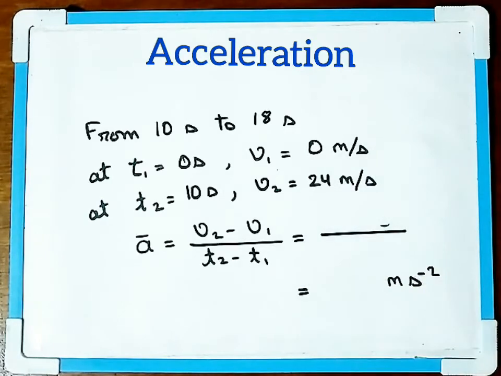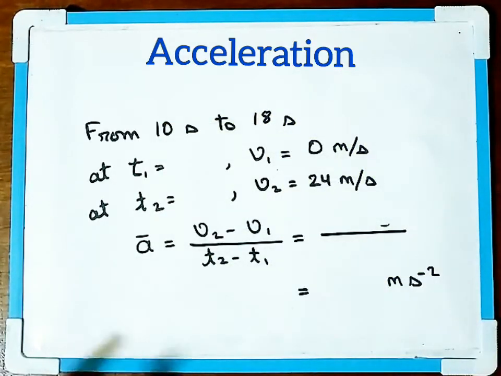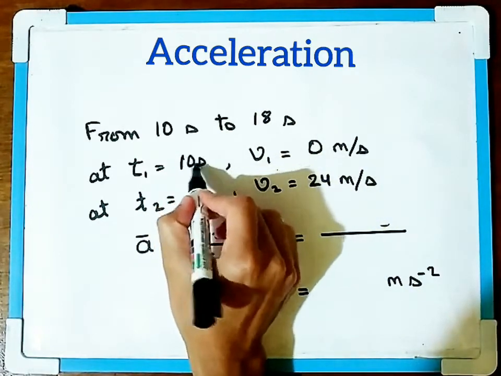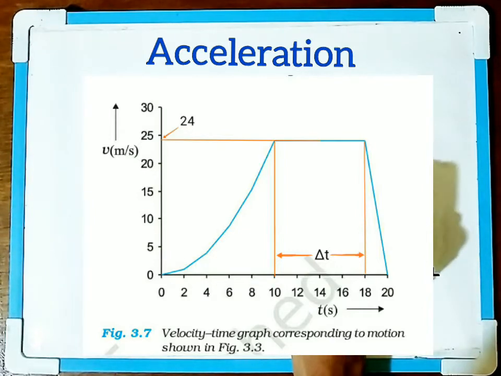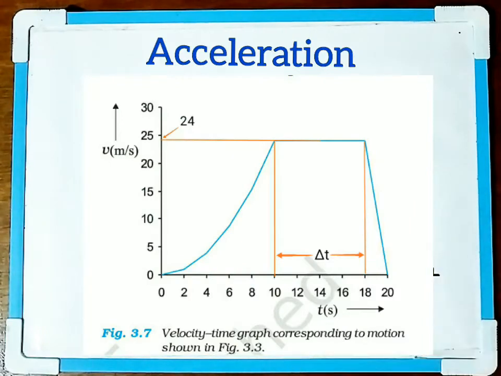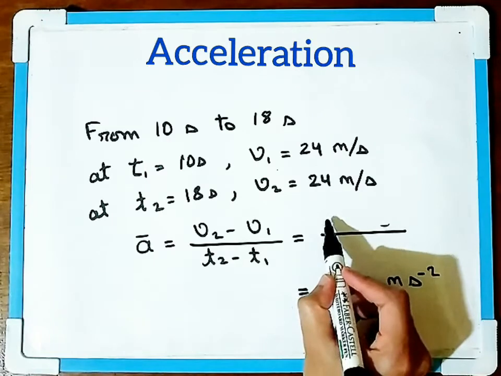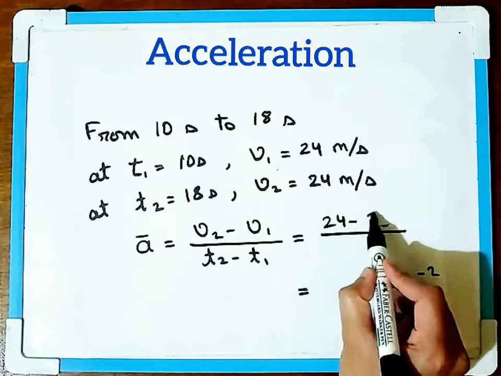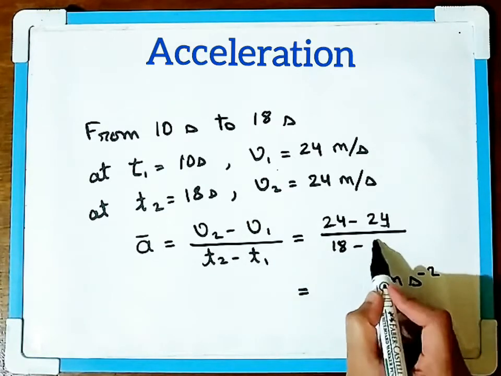So from 10 to 18 seconds, we have the initial time to be 10 seconds. At 10 seconds, the velocity is 24 meter per second. And at 18 seconds, the velocity is again the same, 24 meter per second. So here we have v1 and v2, the initial and the final velocity, to be equal. Here your v2 is 24, v1 is also 24. Now t2 is 18 minus t1 is 10 seconds.